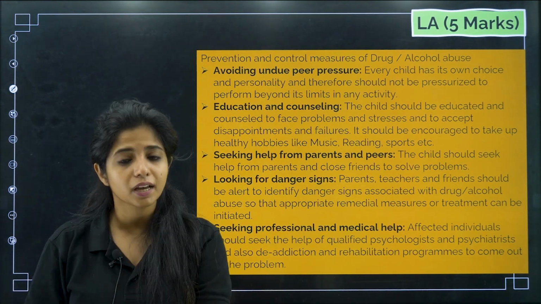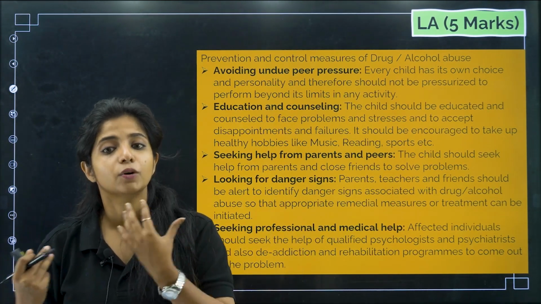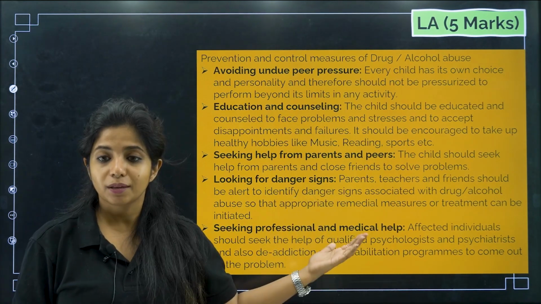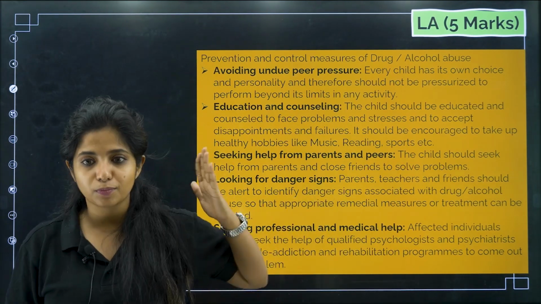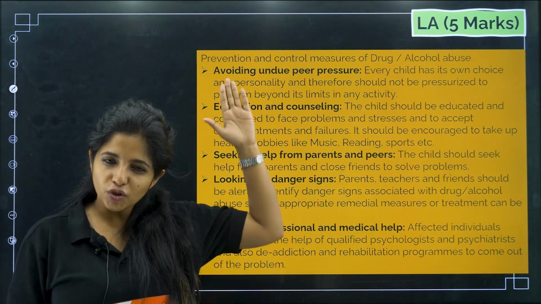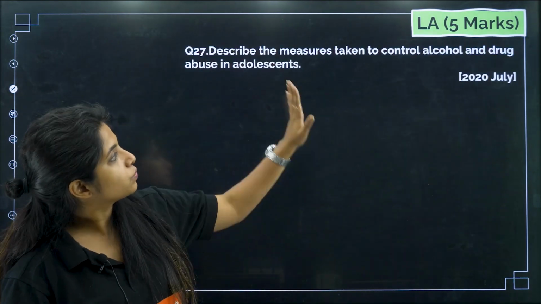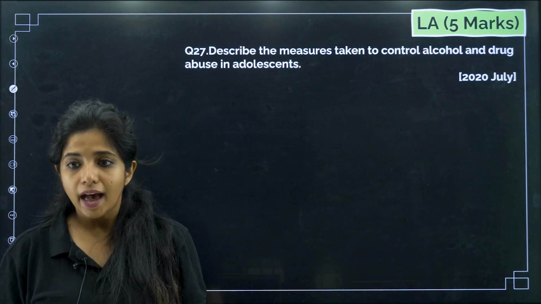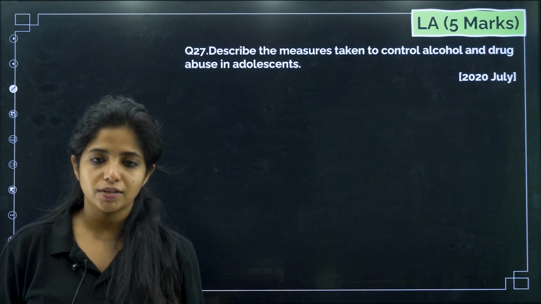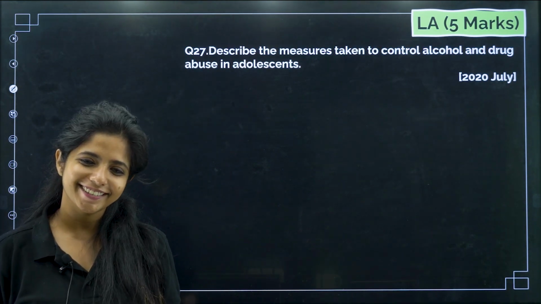People who have good learning about this criteria and things like that could help you better. So you should be seeking professional and medical help if you are in this particular trap. Works? So it's all cool to do all these things. Please understand this very important fact, and these are the measures that can be taken to control alcohol and drug abuse in adolescents. Cool? Works?